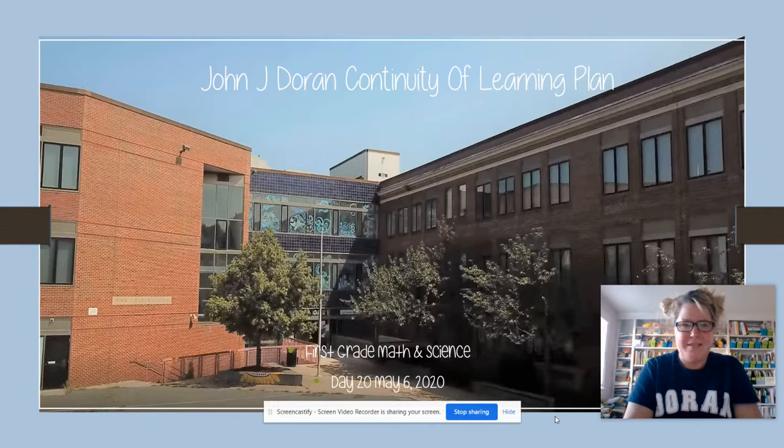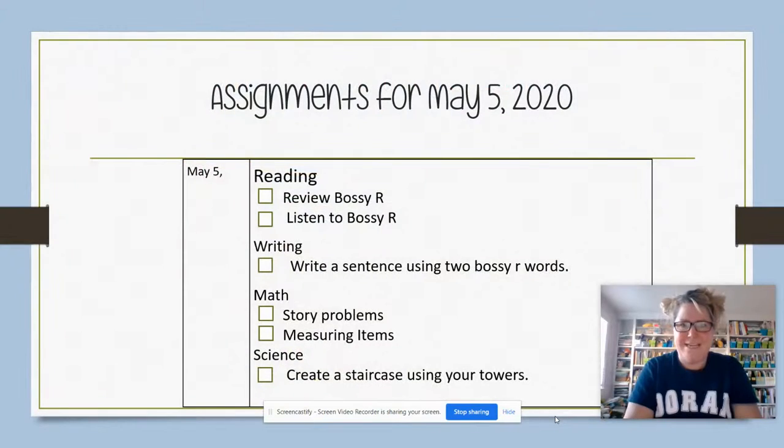I'm just going to go over our assignments, and this is the Math and Science, so I'm only going to review the Math and Science assignments. And it's the story problems, measuring items for math, and then for science, it's create a staircase using your towers. If you did your STEM project from yesterday, this should be really easy.